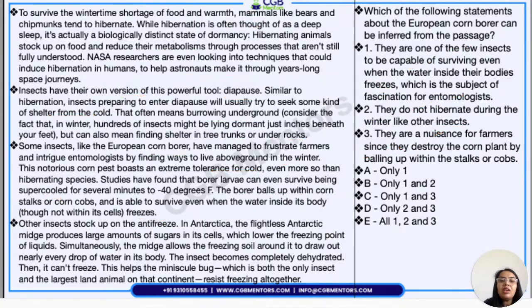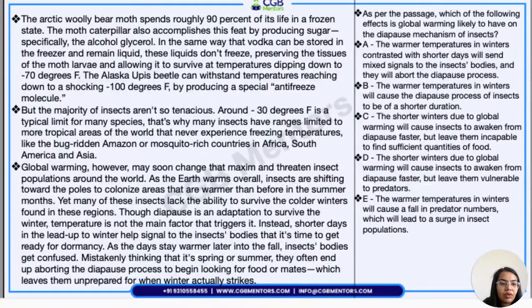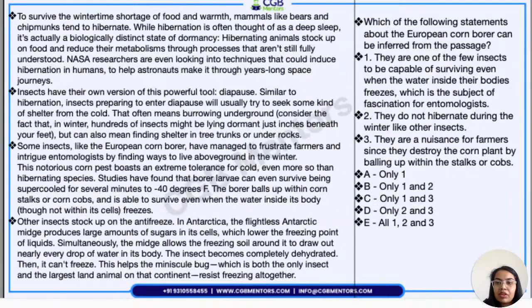So you were able to infer all three things. Okay, that was your first answer. Let's move on to the second. The second question says, which of the following effects is global warming likely to have on the diapause mechanism of insects? The answer to this was A, right. So let's read a little bit more about what is mentioned here.